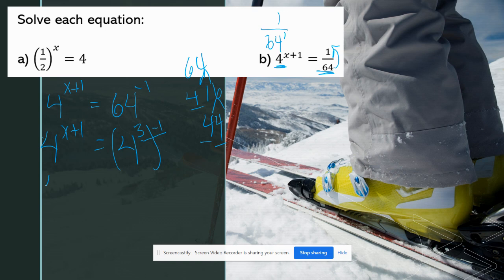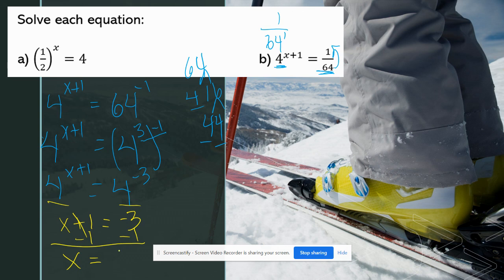Exponents next to each other, the rule, remember, is to multiply. 3 times -1 is -3. Now we have same bases, they're both base 4. So we can say that x plus 1 is equal to -3. The opposite of adding 1 is subtracting 1. Those add to 0. -3 minus 1 more is -4. So our solution is x is equal to -4.